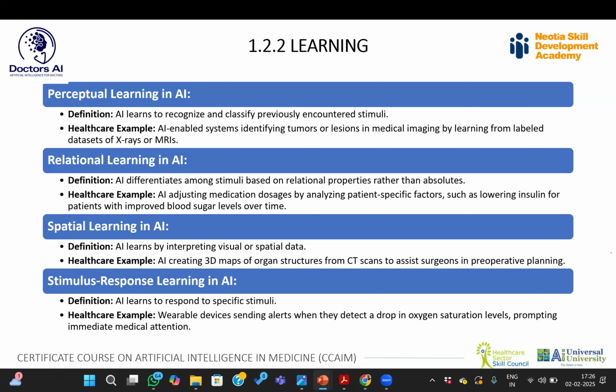And again, there is another thing called stimulus response learning in AI. That is, it responds to a specific stimulus. So what could be an example? A wearable device which is sending alerts when it detects a drop in oxygen saturation, and it prompts immediate medical attention. So this is an example of stimulus response learning.